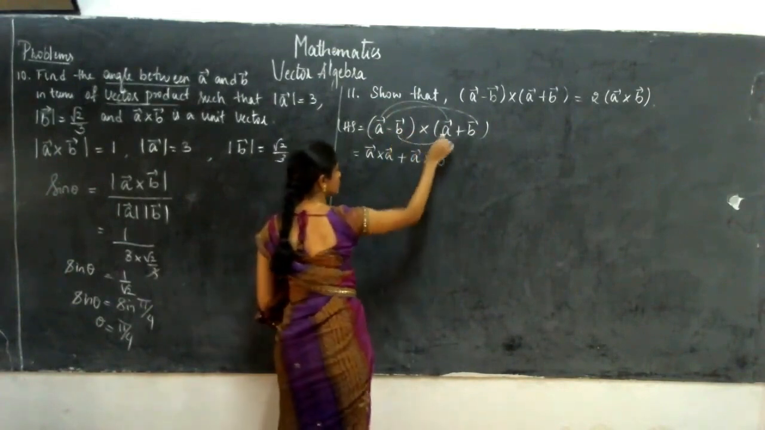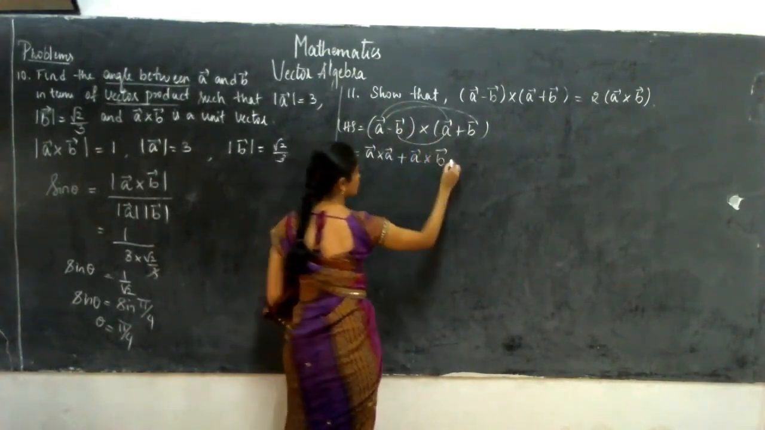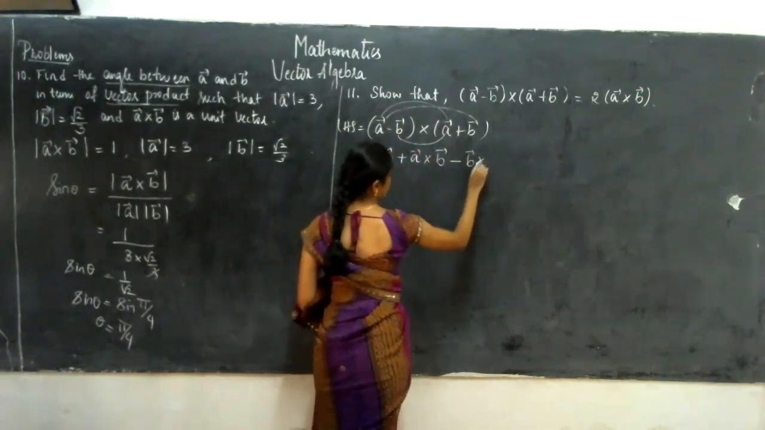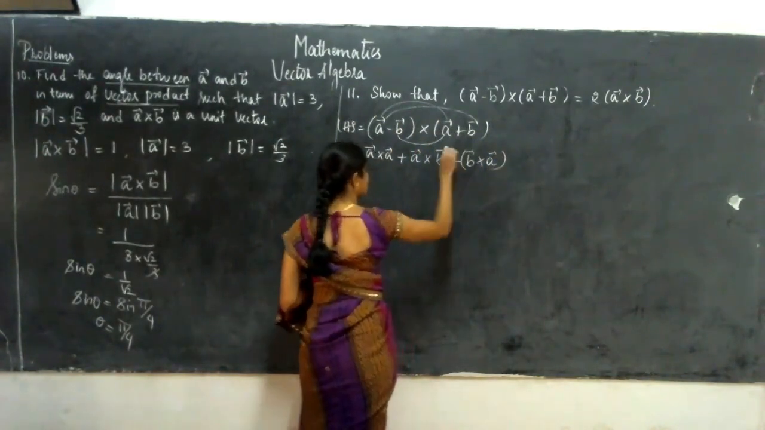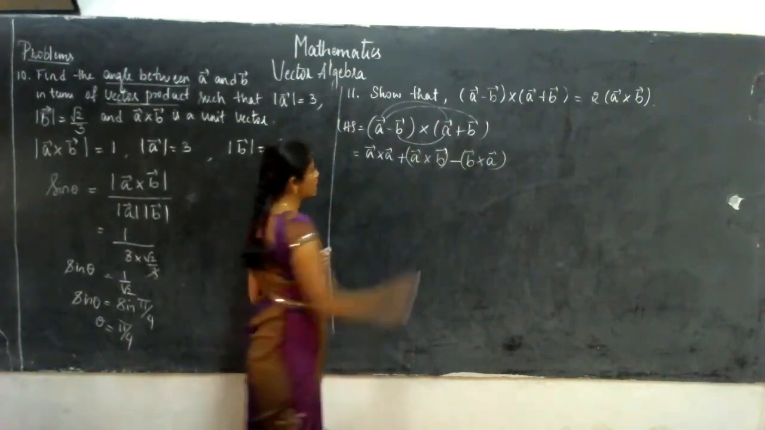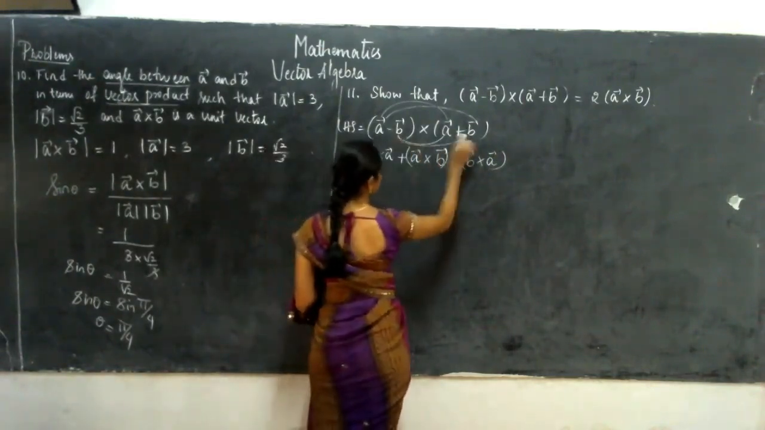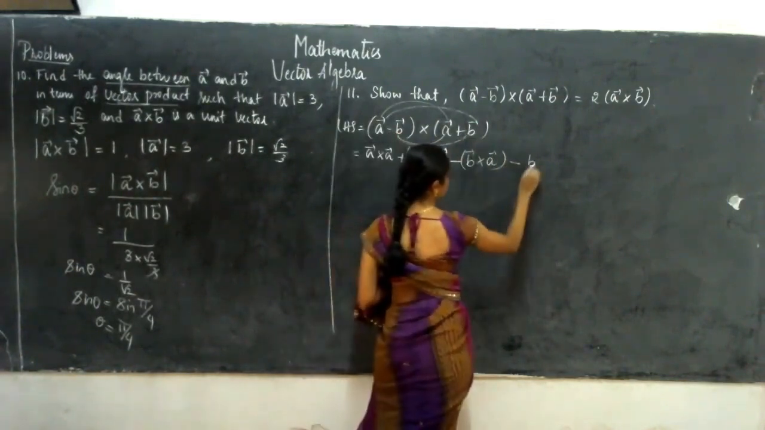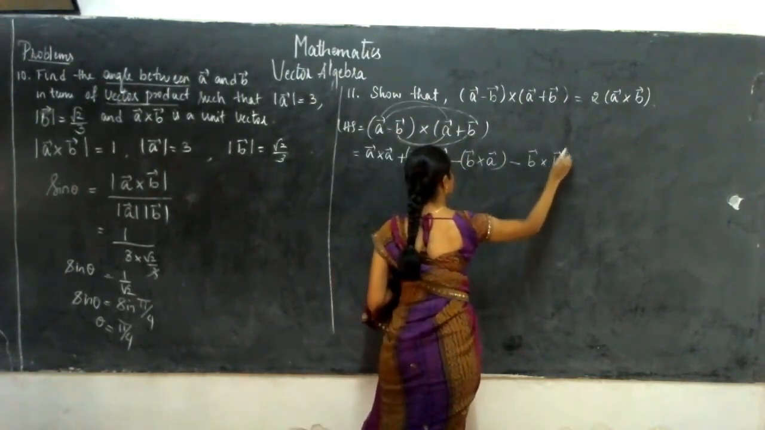Next, the second term here. Minus into plus is minus, vector B cross vector A. Next, again, this will be minus into plus, minus vector B cross vector B.